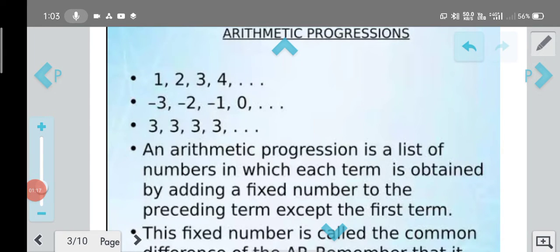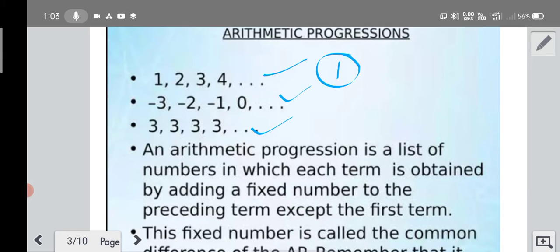Children, all these three sequences are known as arithmetic progressions. Why is this called an arithmetic progression? Because you can clearly see that in each sequence the next term is obtained by adding a fixed number to the preceding term. How? In sequence 1 the fixed number is 1, and if we add this 1 to the preceding term we will get the next term, except the first term.